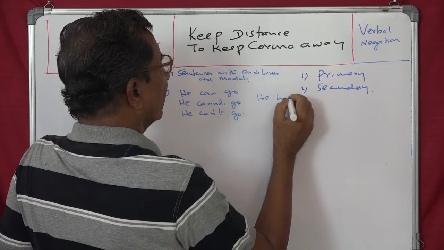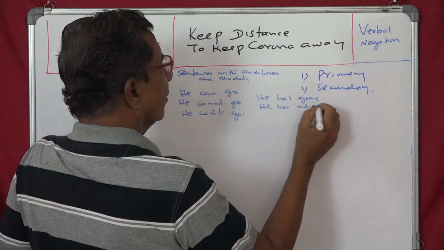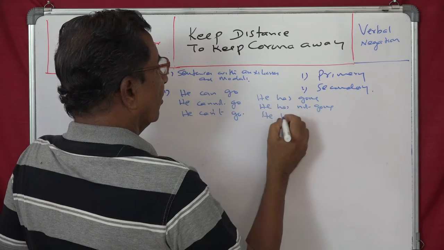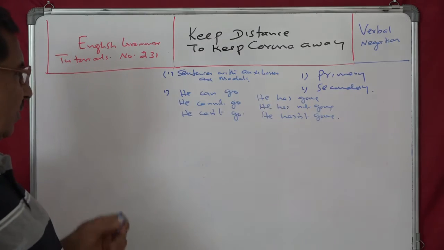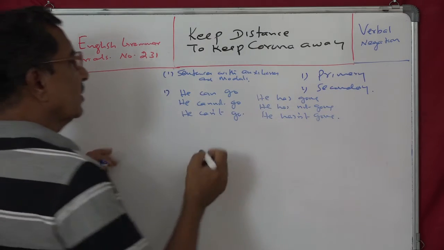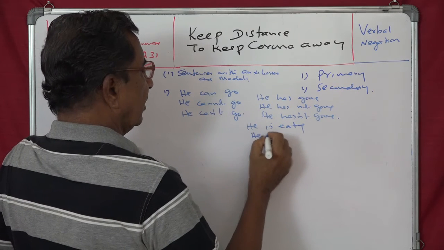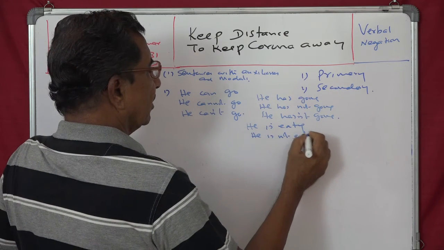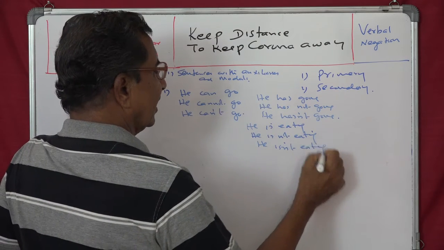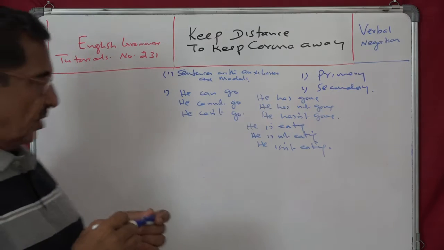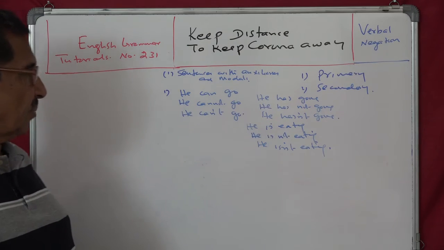Or you have an auxiliary like this: he has gone. He has not gone. He hasn't gone. So you have one more auxiliary: he is eating. He is not eating, because he is not hungry. He isn't eating. So that is one: verbal negation with sentences containing auxiliaries and modals.